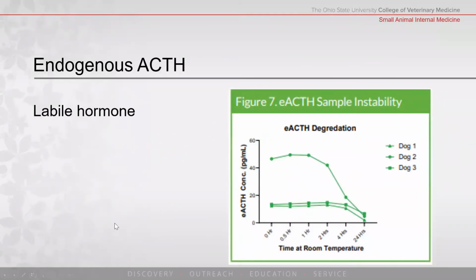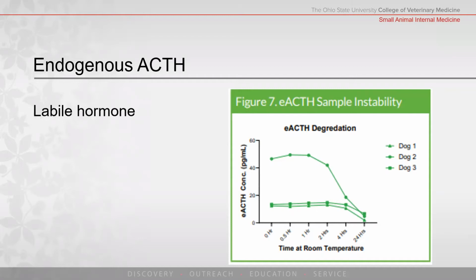Go ahead, Julie. Great. So this is a figure, actually from Zoetis. This is a figure that shows EACTH sample instability. It shows 3 different dogs that had endogenous ACTH. The E just means it's their endogenous ACTH as opposed to cosyntropin, which you give them. When they draw the blood, it's looking at a couple different levels. You can see by 4 hours, this dog's ACTH is declining very quickly. It degrades really fast, but for the first couple hours, you're good.